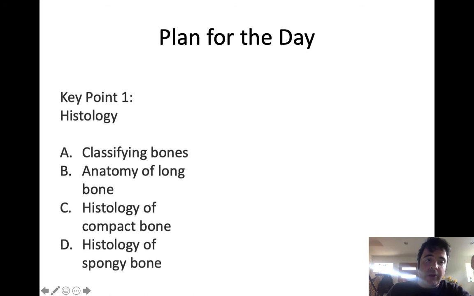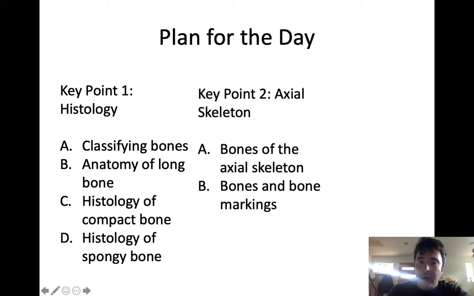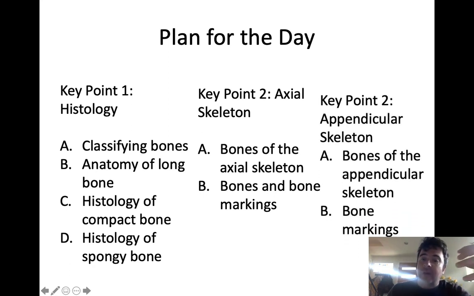So the plan for the day is we're going to talk about histology. We're going to classify bones. We're going to talk about the anatomy of long bones. We're going to talk about the histology of compact bone and spongy bone. Then the lab section is going to be over the axial skeleton, bones and bone markings, and the appendicular skeleton, bones and bone markings. And that's going to be the lab portion of what we would have done today.